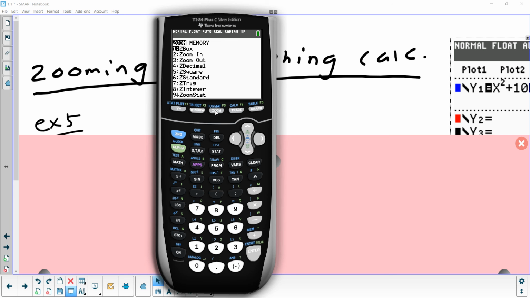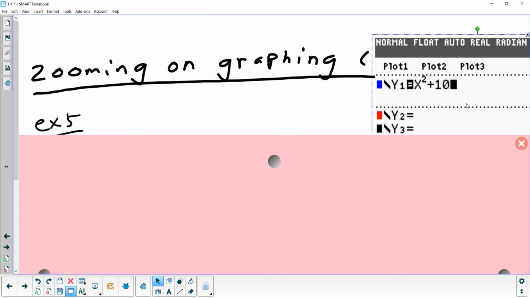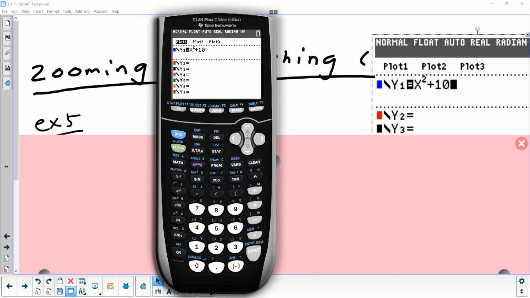Zoom 6. It says error, invalid dimension. Okay, so let's press y equals. I bet that your screen looks like that, with plot 1 highlighted. Am I correct? You want none of the plots to be highlighted. If one of them is, press the up arrow and it should start blinking. When you're on the one you want to change, hit enter. Now if you press the down arrow again, none of the plots should be highlighted.